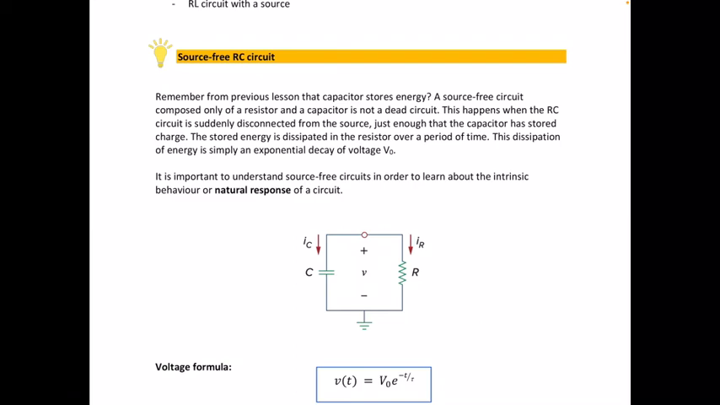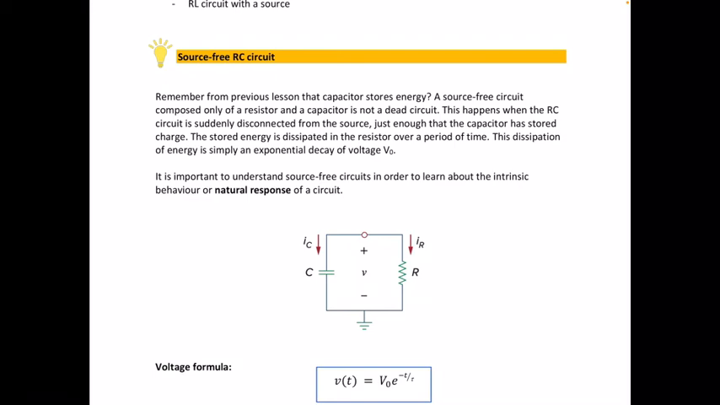This happens when the RC circuit is suddenly disconnected from the source, just enough that the capacitor has stored charge. So this stored energy is dissipated in the resistor over a period of time, which usually lasts just a few seconds. And this dissipation of energy is simply an exponential decay of voltage from V0, or the initial voltage. So again, why do we need to understand a source-free circuit? It is in order for us to understand the natural response, or the natural behavior, of a circuit.